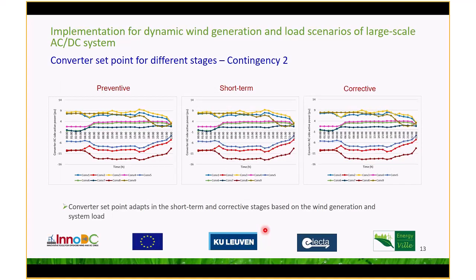Similarly, we can see the changes in the set points of the converter in the short-term and corrective stages for contingency 2. In this case, fewer changes are seen as compared to the previous contingency because of a smaller generator contingency in this case.